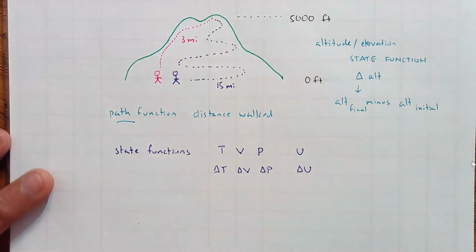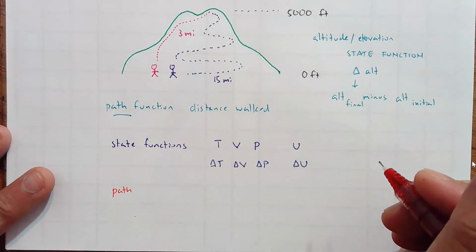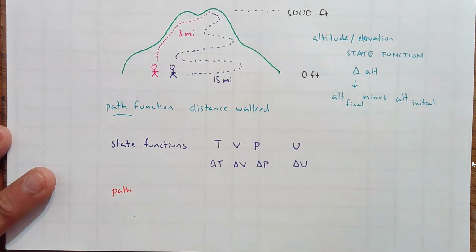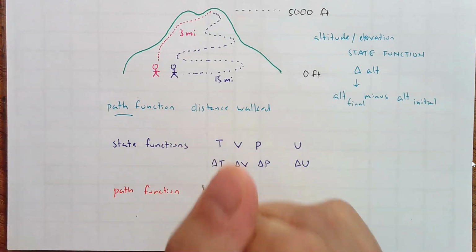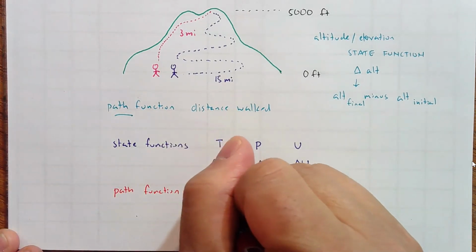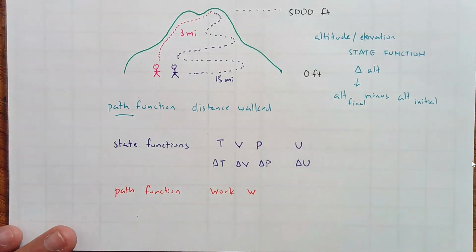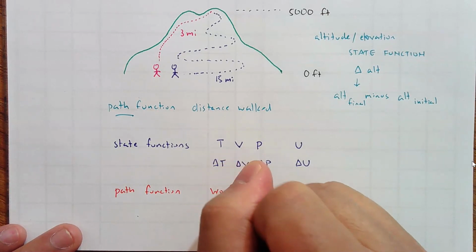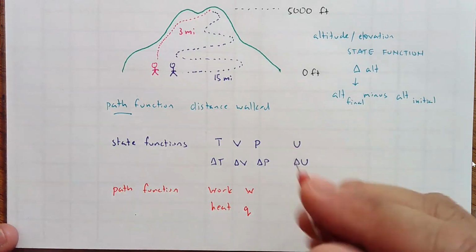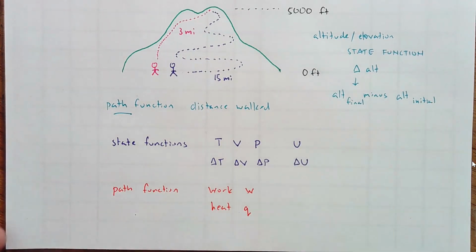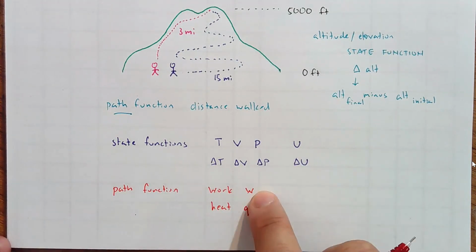But what about path functions? Where it's dependent on the path. It will change depending on how that system got from the initial state to the final state. So path function, let's see, could be work, and technically heat. Heat is a path function, but temperature is not. Okay? And we'll delve more into that in the next video when we talk about W and Q.